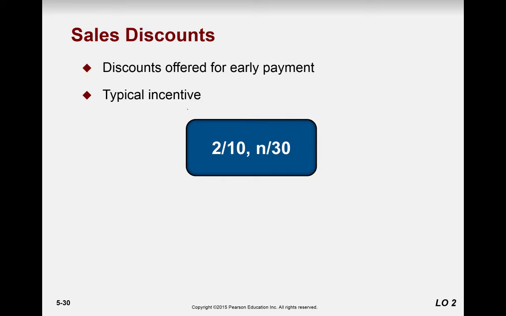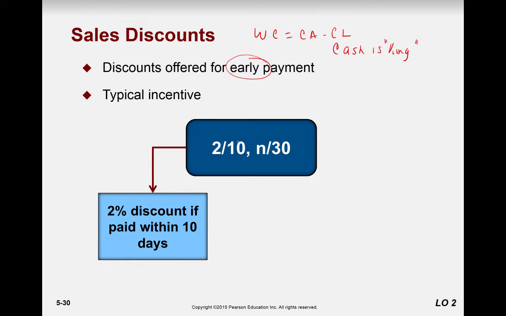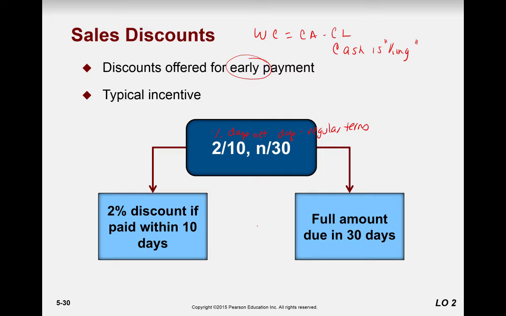So we have discounts that are offered for early payment. As I mentioned before, working capital equals current assets minus current liabilities. Cash is king in a business. Without cash, you can't really run the business, so you are incentivizing your customers to pay you early. This is pronounced 2/10, net 30. What happens here is you get a 2% discount if you pay within 10 days. Otherwise, the net is due in 30 days, which is your regular terms, usually on the invoice. And the net is your full amount. So make sure you understand that.